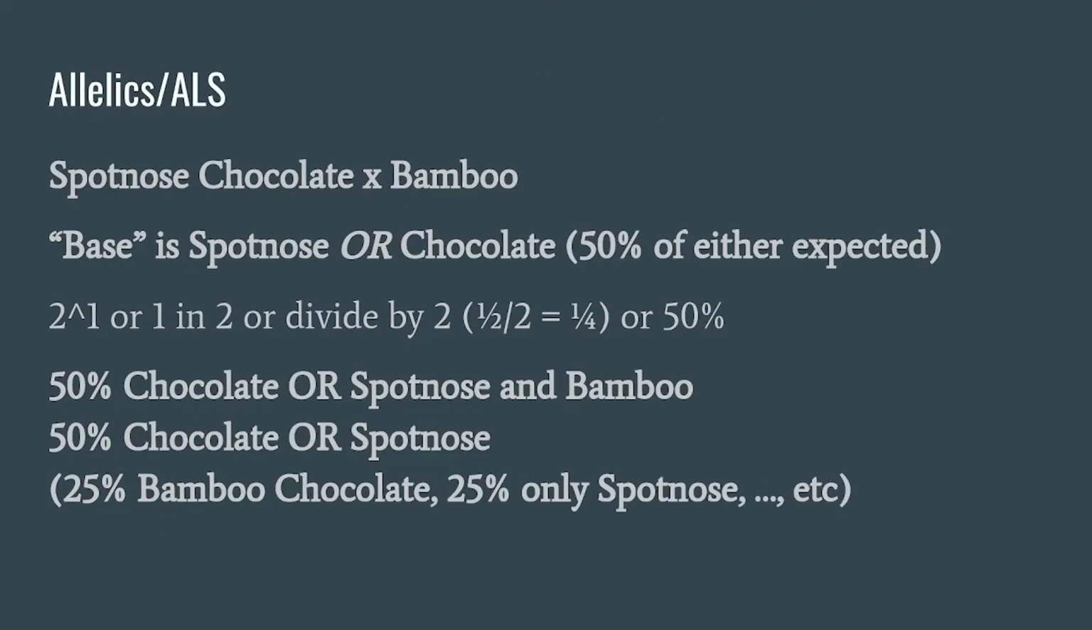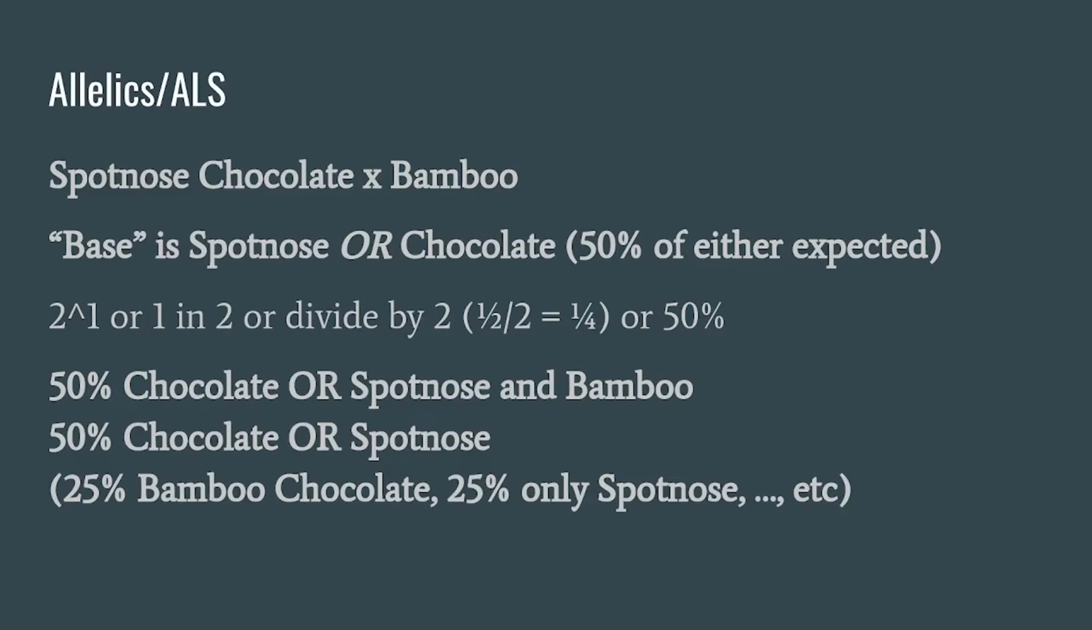Allelics, or ALS, or acts like super, or however you want to refer to it, we're going to use chocolate spot nose as our example again. We're going to do spot nose and chocolate, and we're going to breed that with a bamboo. So our base here, because of that combination of chocolate and spot nose, is going to be a spot nose or chocolate offspring. There's 50% chance of either one because both of those genes have 50% chance of being passed down, but both obviously cannot be passed down, only one or the other.